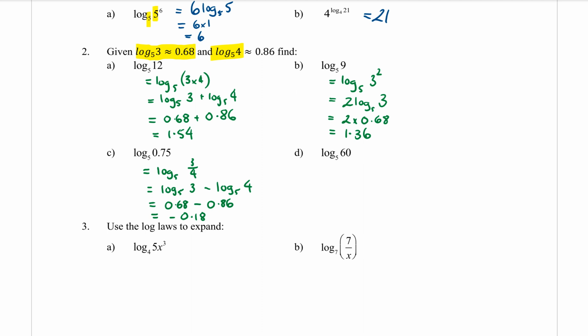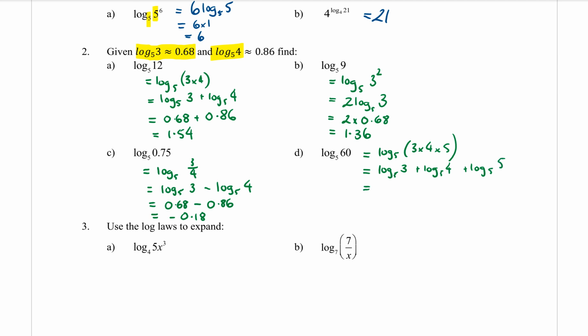Part D, log base 5 of 60. So we're looking for 3s, 4s, and 5s that we can use to make 60. Well, it turns out that 3 times 4 times 5 makes 60. So log base 5 of 3 times 4 times 5 does make 60. So I can use law number 1. I can change that into logs being added. So that's log base 5 of 3 plus log base 5 of 4 plus log base 5 of 5.